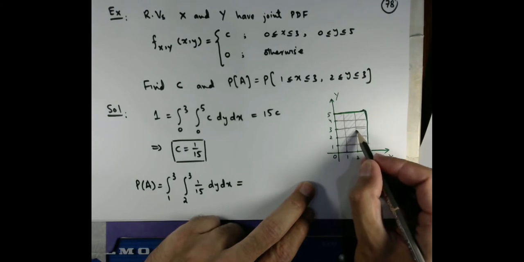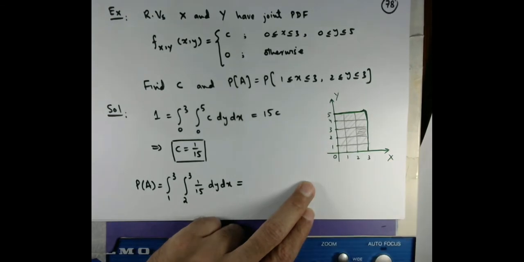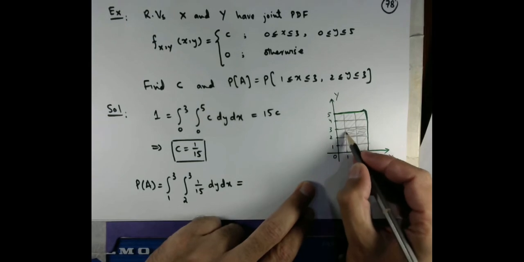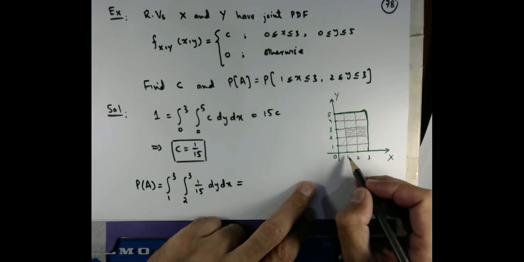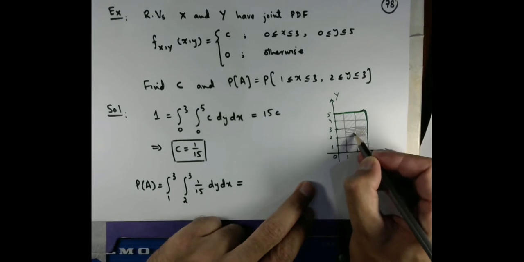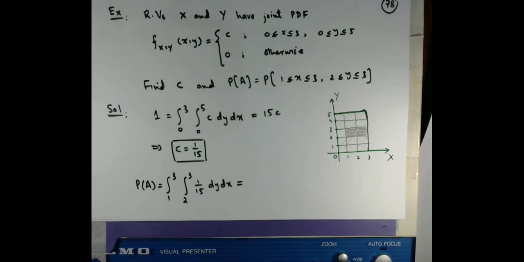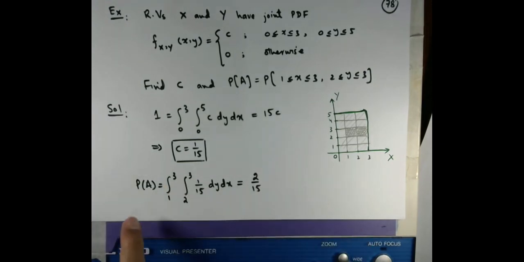So here y is from 2 to 3, here also y is from 2 to 3, and only these two squares are representing the range on x from 1 to 3. So basically these two rectangles. So simply add the total area. So you see the total area here is 2 by 15. So this is the answer. This is the probability, 2 by 15, for these two rectangles.